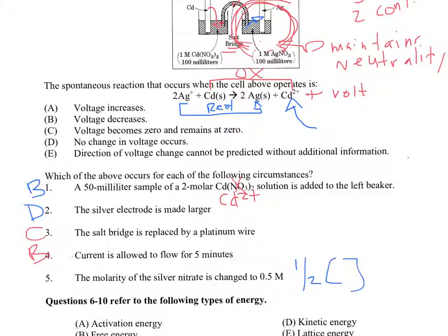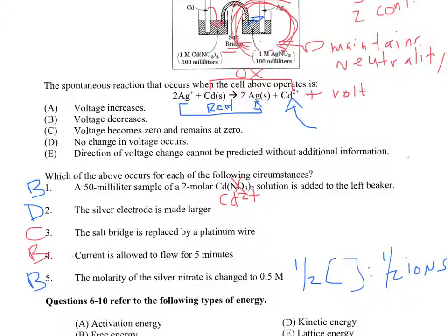Then we have the concentration. So that means you have half the ions. If you have half the ions, do you have more or less current that can flow? Less. So what's going to happen to your voltage? It should go down, which is B, right?